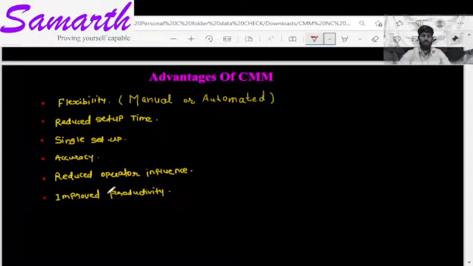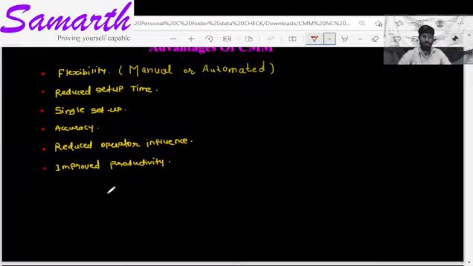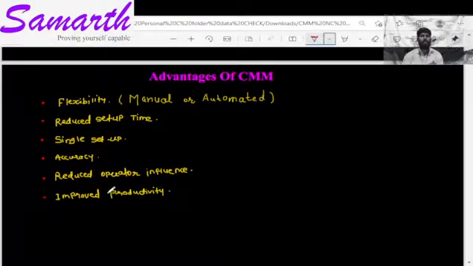The advantages are flexibility. What are the advantages of this CMM? It is flexible. That means it can be used either manually or with the help of any robot, automated robot, or any system, computer as well.